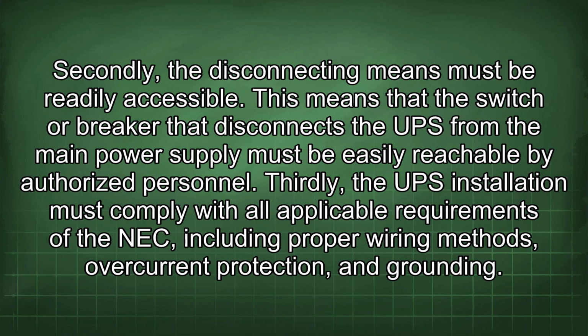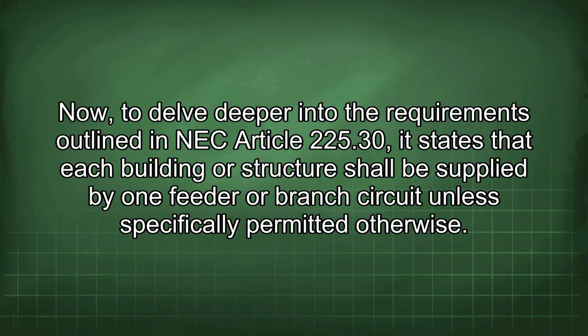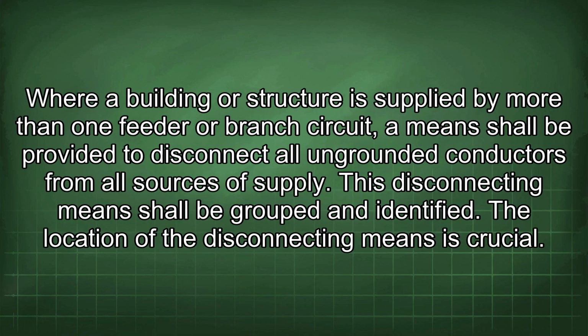overcurrent protection, and grounding. Now, to delve deeper into the requirements outlined in NEC Article 225.30, it states that each building or structure shall be supplied by one feeder or a branch circuit unless specifically permitted otherwise. Where a building or structure is supplied by more than one feeder or branch circuit, a means shall be provided to disconnect all ungrounded conductors from all sources of supply. This disconnecting means shall be grouped and identified.